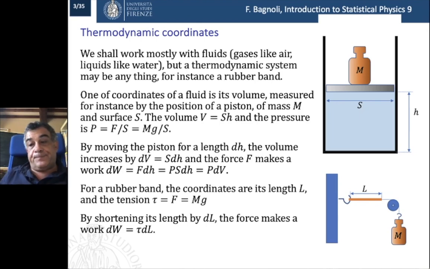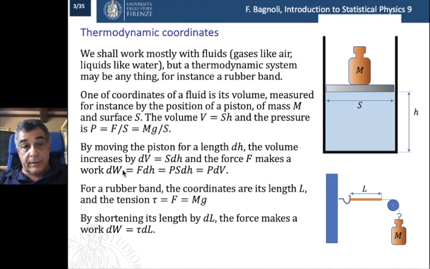Okay, so the thermodynamics of a system is described using a set of coordinates called thermodynamic coordinates. For instance, for a fluid, a gas, we can think of a piston, a cylinder, with a surface S, and the piston encloses a volume of height h, so the volume is S times h. We can assume that the piston exerts a force on this gas, for instance, m times g, or a force F. Clearly, the pressure P is the force divided by the surface. And we can also introduce the density of the gas, dividing the mass m by the volume, and so on.